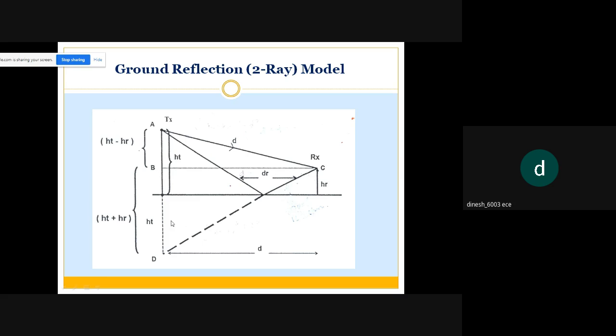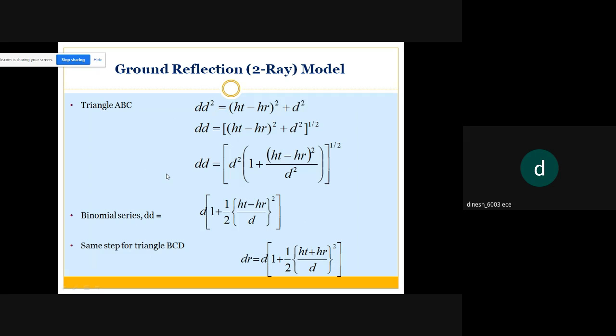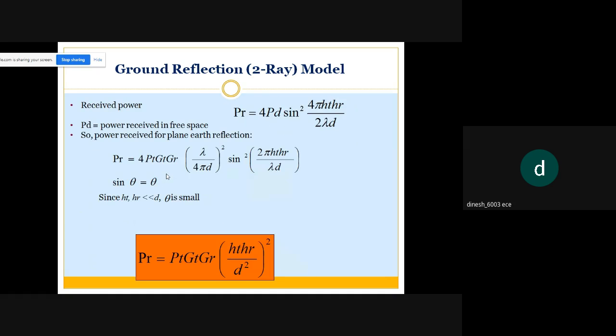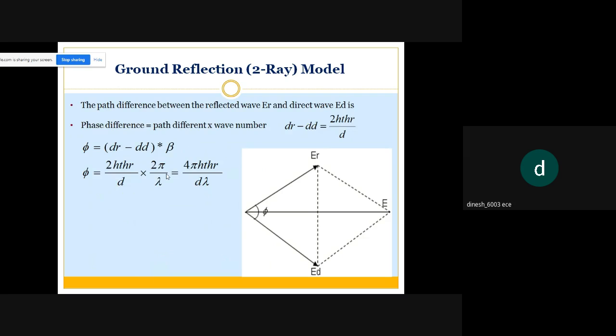So HT plus HR. This is HT minus HR. So for BCD we'll be getting like this. So next is the path difference between the reflected and the direct wave. The reflected wave is represented and the direct wave is represented as ED. So the phase difference will be the path difference into the wave number. With that we can easily find the value of phi.